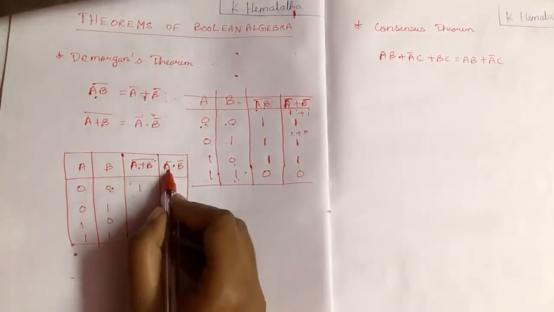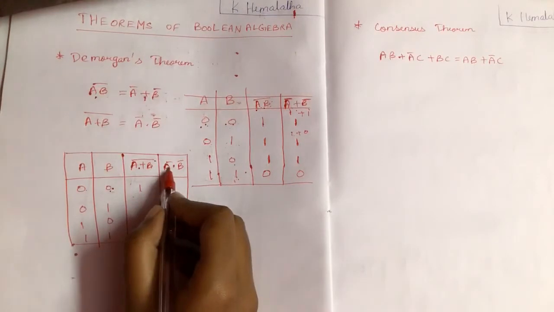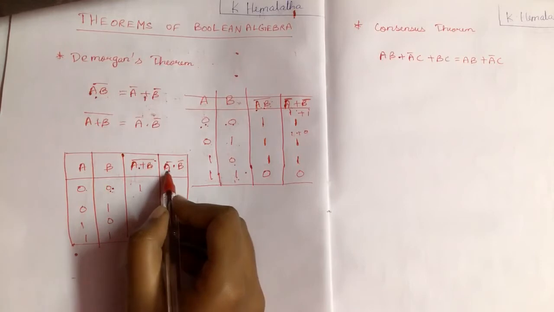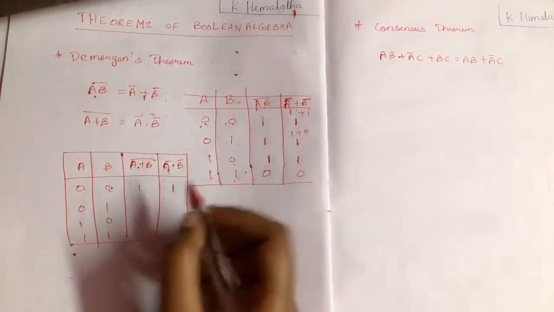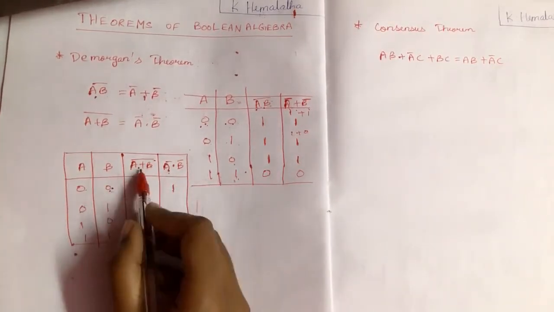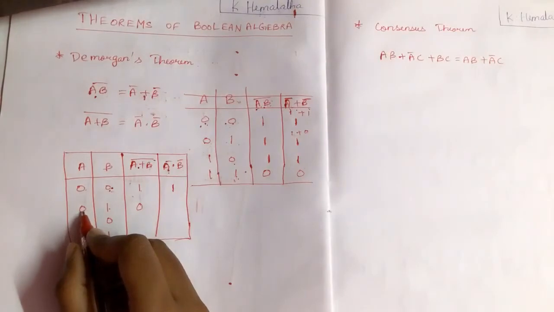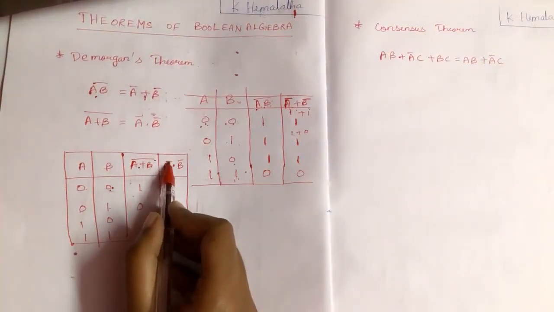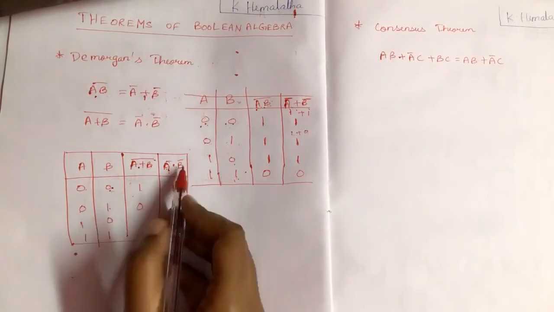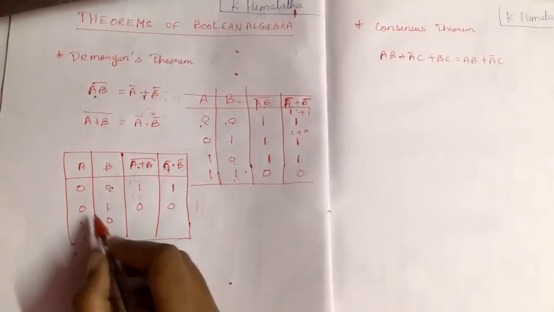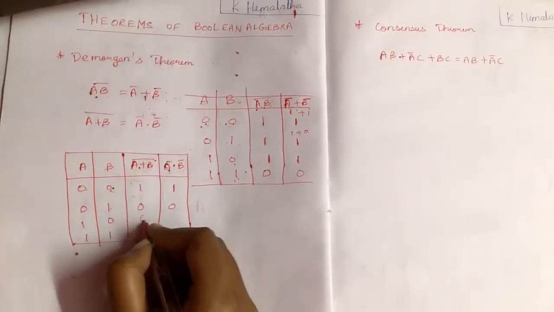Again apply separately: 0 complement is 1, dot 0 complement again is 1. So 1 into 1 we get 1. Now again apply this formula: 0 plus 1 we get 1, and the complement of 1 is 0. Now I am applying this 0 here: 0 complement is 1 and 1 complement is 0. So 1 into 0, what do we get? We get 0. The same way for the opposite one, we will get 0 only.